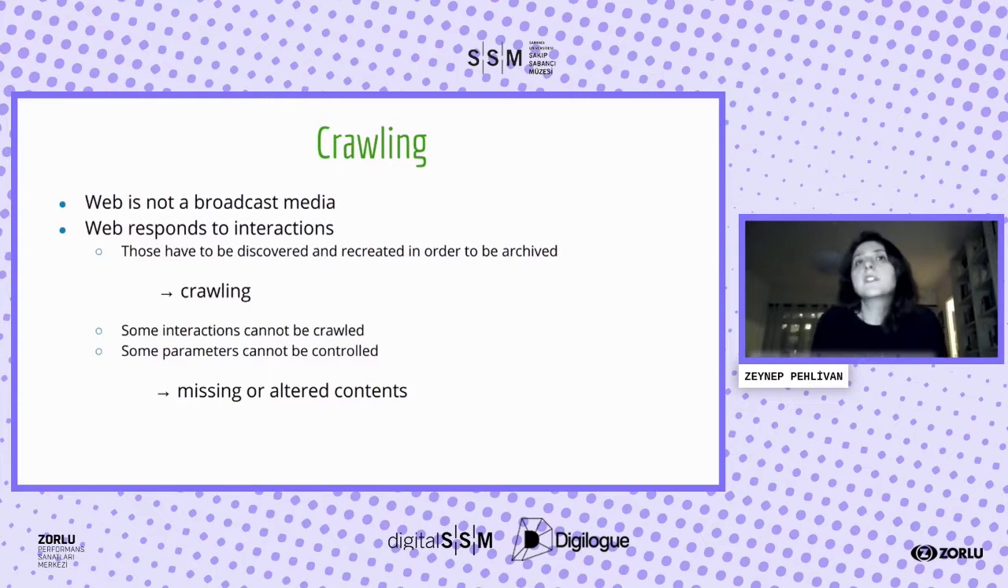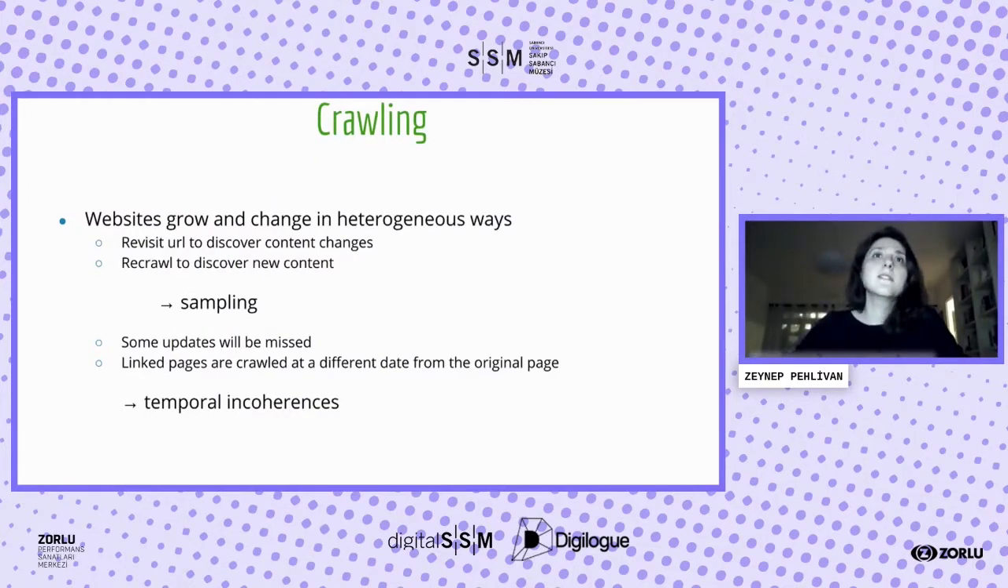Unfortunately, some interactions cannot be crawled and some parameters cannot be controlled. Thus, we can have missing or altered contents in the web archives. Another thing, websites grow and change in heterogeneous ways. So crawlers should revisit the same URL to discover content changes and to download and archive the new content.